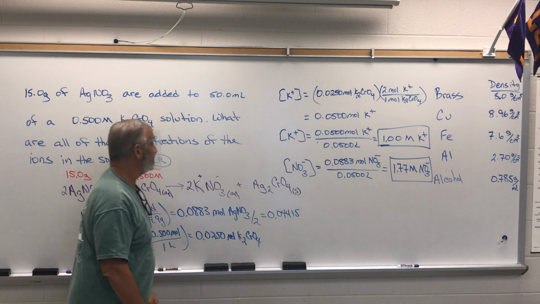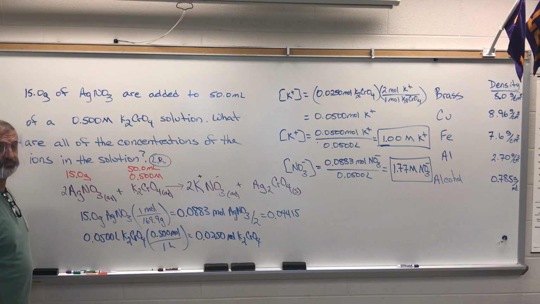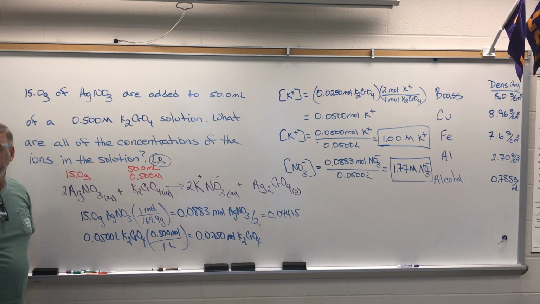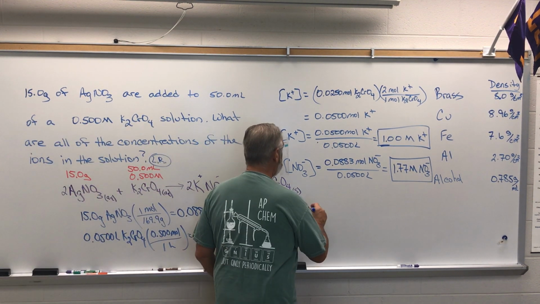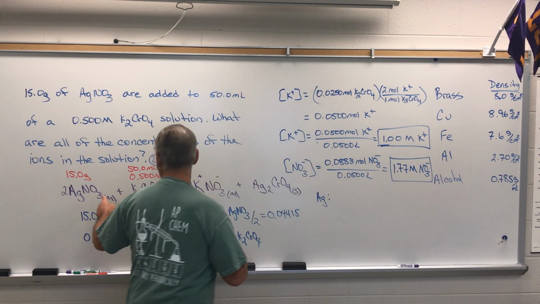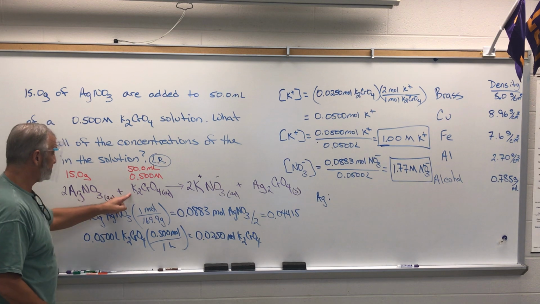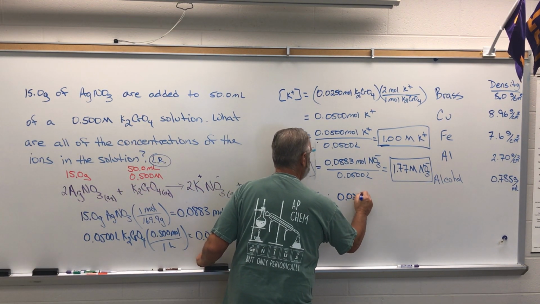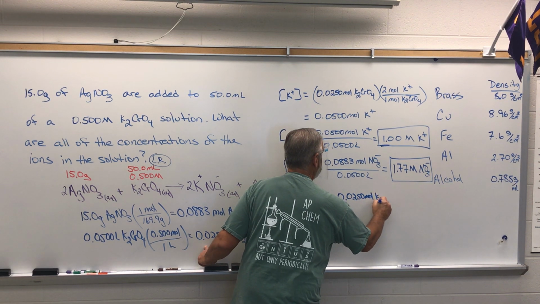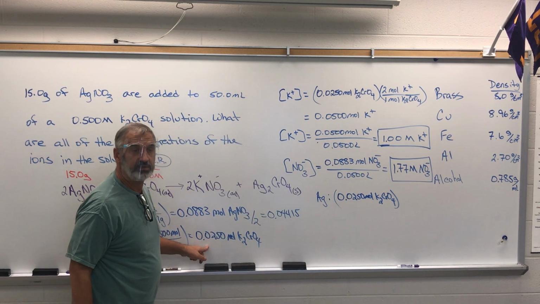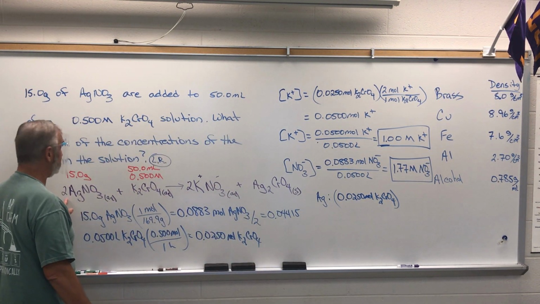So now what do we do with the silver? Find how much got used. Okay, for the silver, I'm just going to start with my limiting reactant, which is the potassium chromate. So I have 0.0250 moles potassium chromate times the ratio, which is going to be 2 to 1.